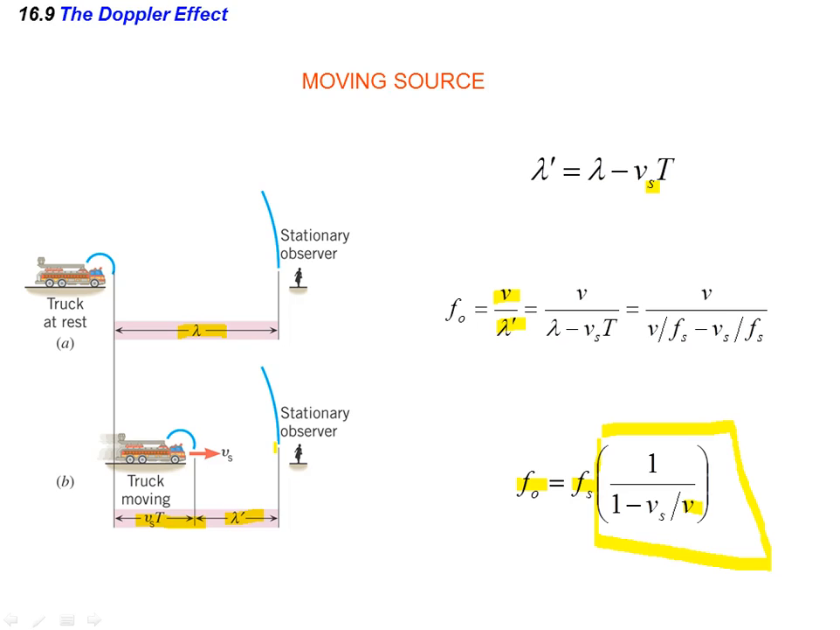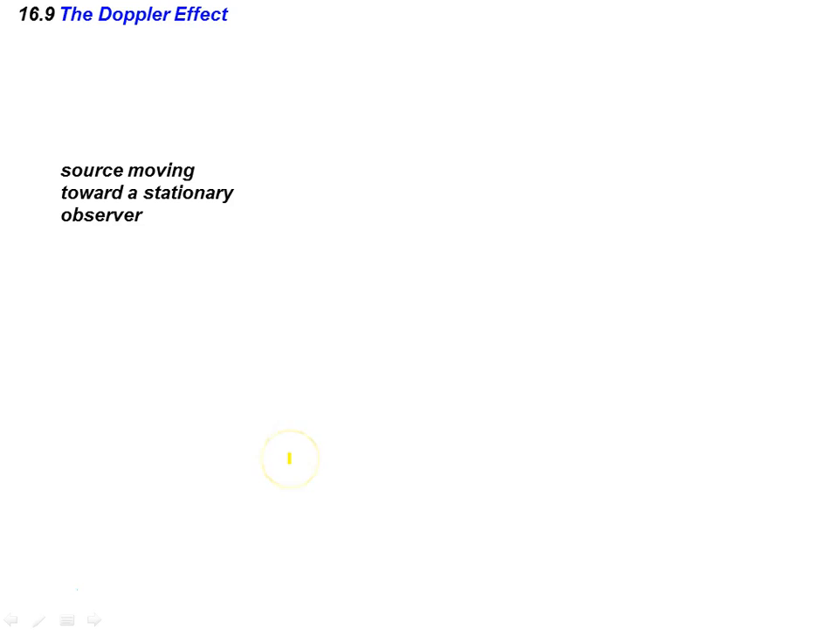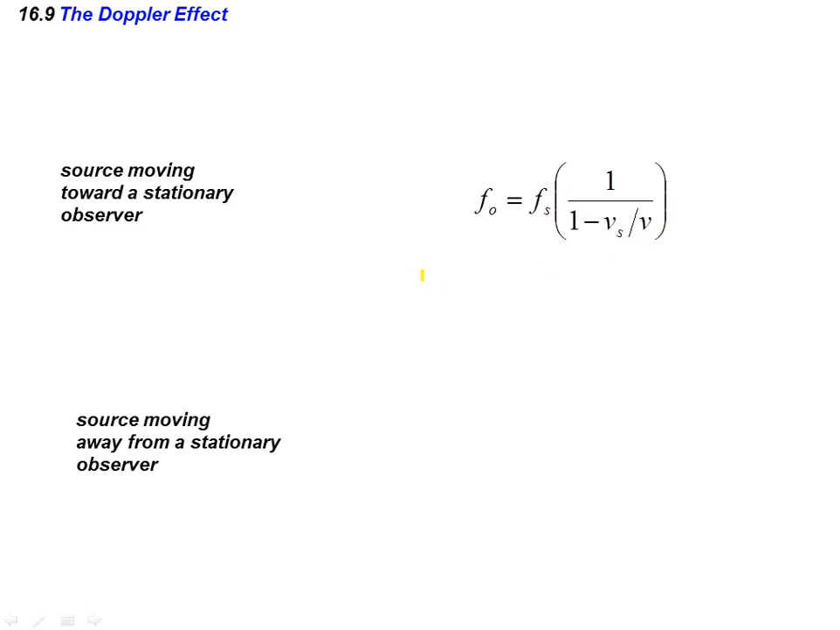Now this was for the specific case of the truck moving toward the observer. Let's generalize a little bit: for a source moving toward a stationary observer, the observed frequency is going to equal the source frequency times this ratio of 1 over 1 minus Vs divided by V. Now, what if the source is moving away from the stationary observer? Then all that changes is this minus becomes a plus.